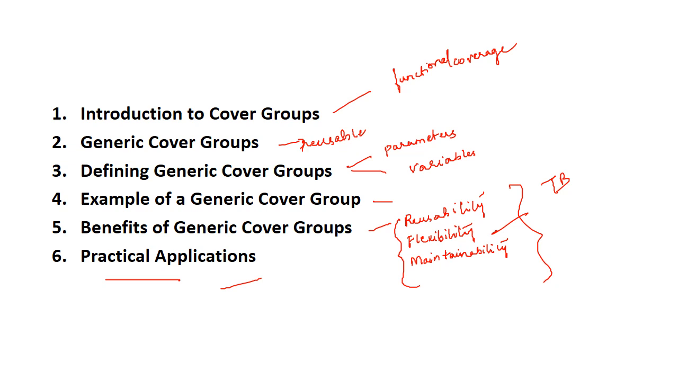Regarding the application part, generic cover groups are most useful in large verification environments where a similar type of coverage needs to be measured across, say, multiple modules as well as multiple instances. They can also be used to cover a wide range of scenarios without the need to define multiple cover groups. These are the major practical applications for generic cover groups. Now we will discuss how the arguments are passed in generic cover groups by means of certain code examples.